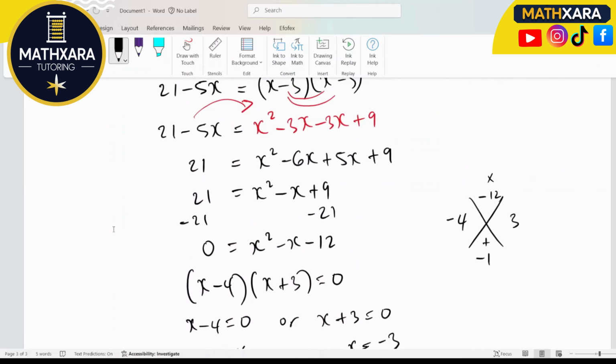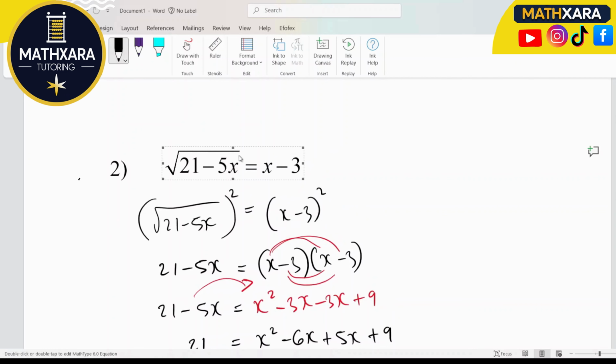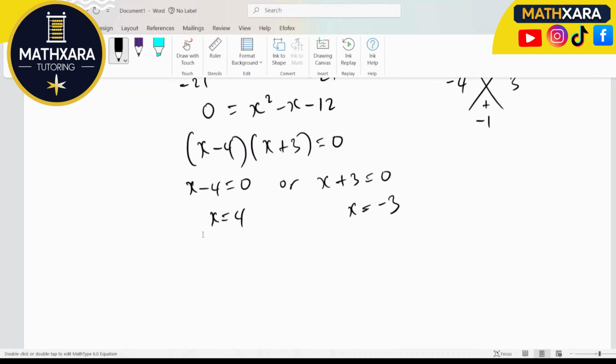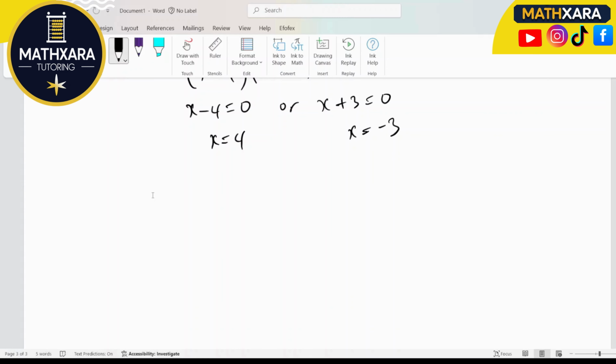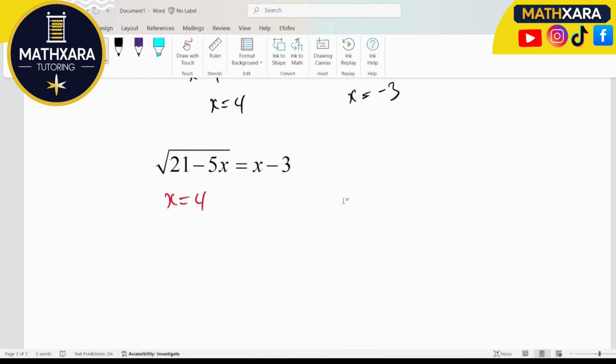Now, our equation, let's take a look at it again. Let's copy it. Let's put it down here. And we will check this for extraneous solutions. We will start with x being equal to positive 4. So we will substitute this to see if the equation actually makes sense. So we have the square root of 21 minus 5 times 4, and that's 4 minus 3.